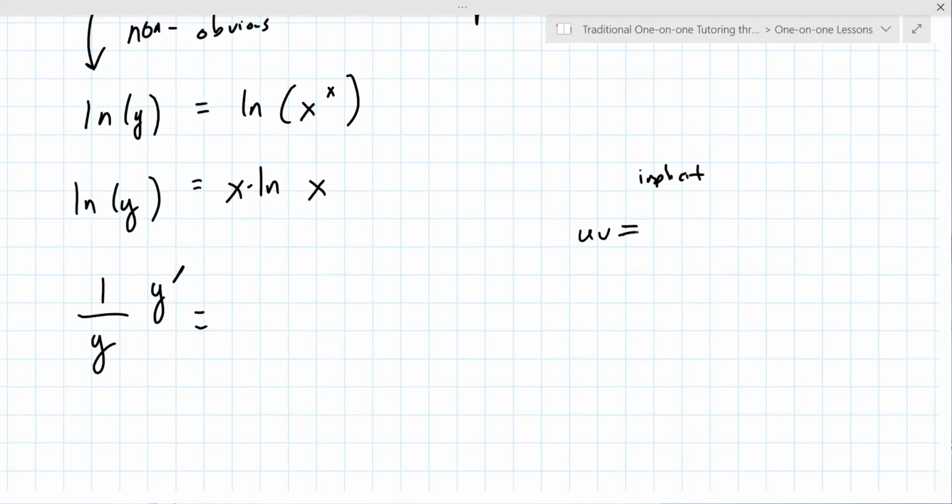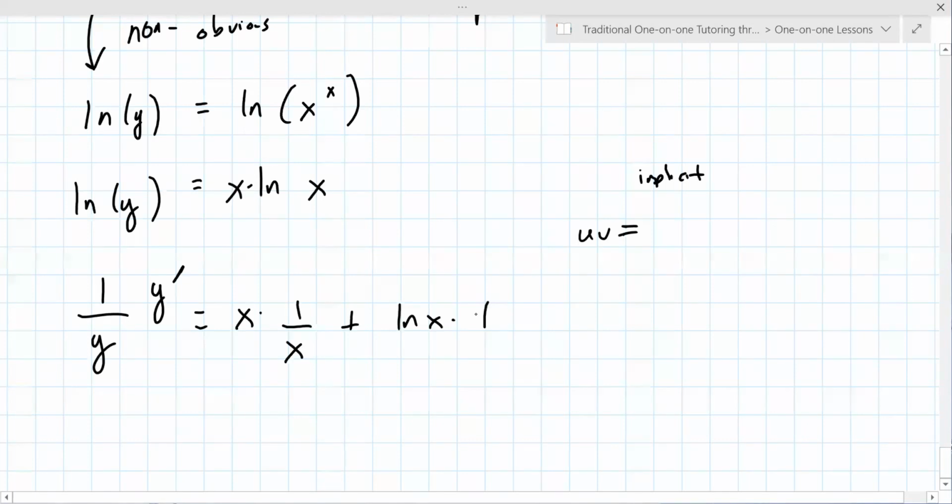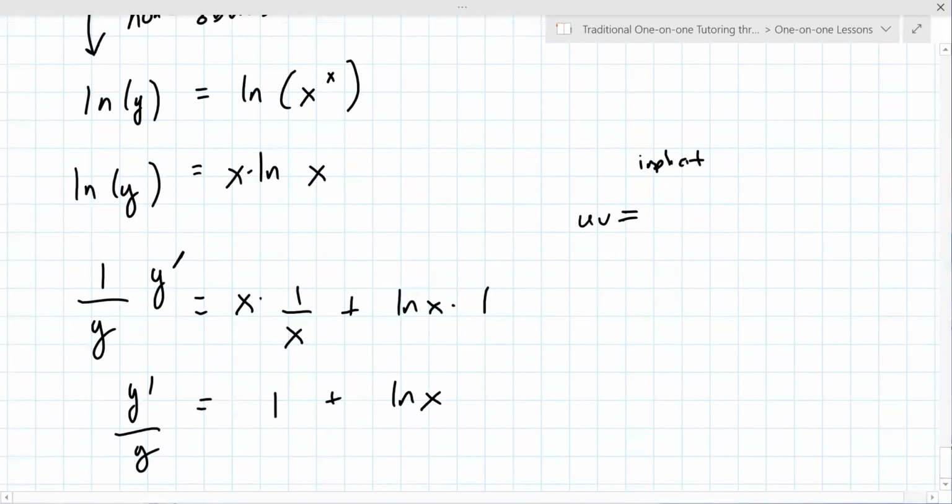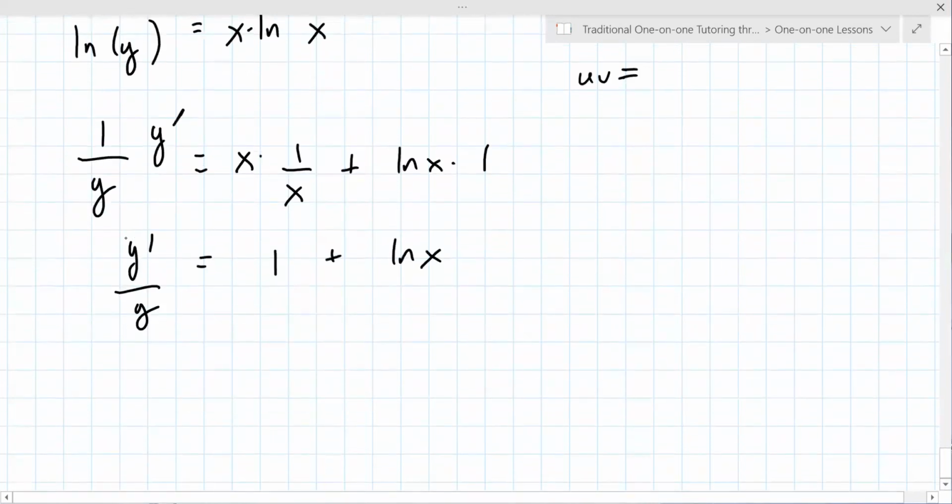Alrighty. I got x times 1 over x plus natural log of x times 1. Right. So this becomes, when you simplify it, 1 plus natural log of x, and the left side is y prime over y. Is that okay so far? Yes, sir. Okay. Now you're trying to get y prime. So you multiply both sides by y.